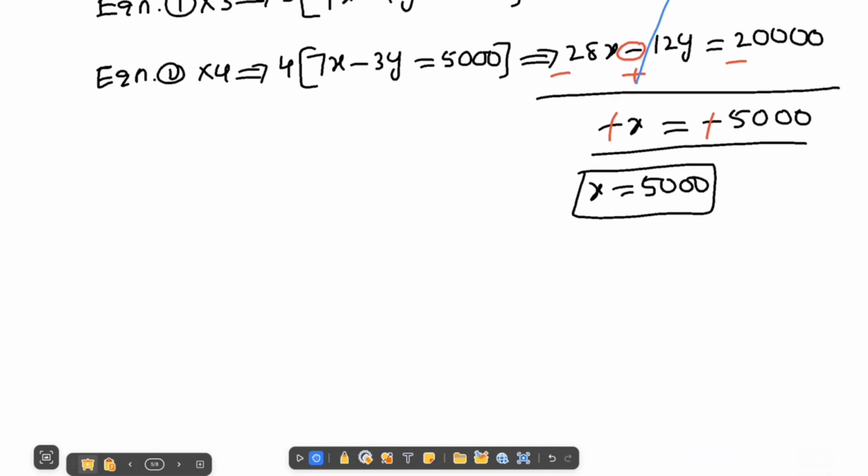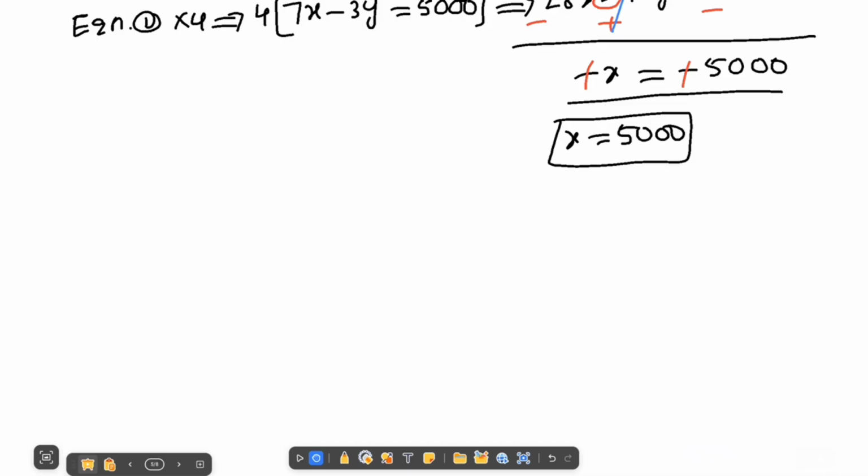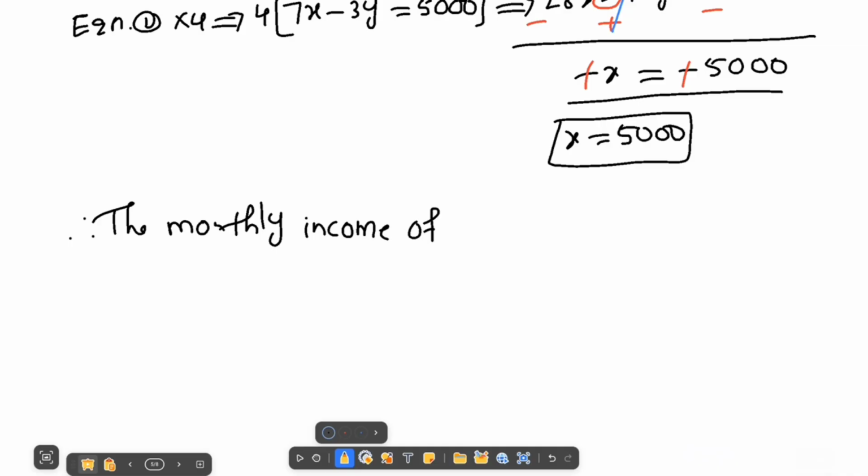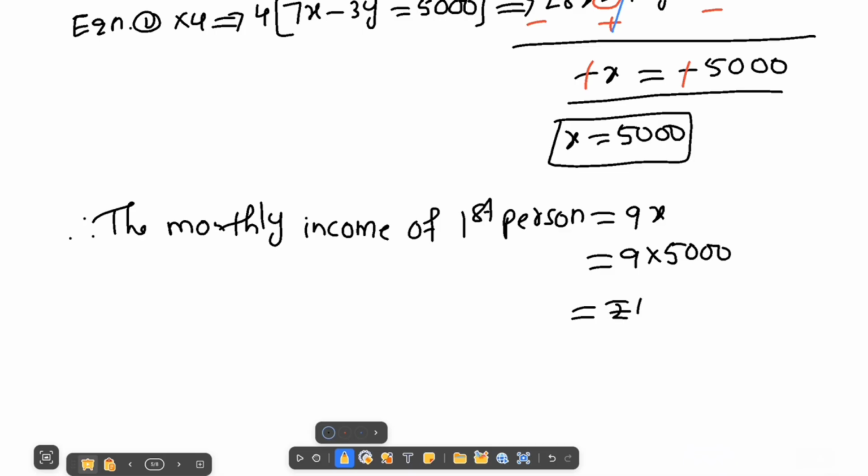Therefore, the monthly income of the first person. So first person monthly income is 9x, right? So 9x, where x is 5,000, 9 into 5,000. So that will be equals to rupees 45,000.